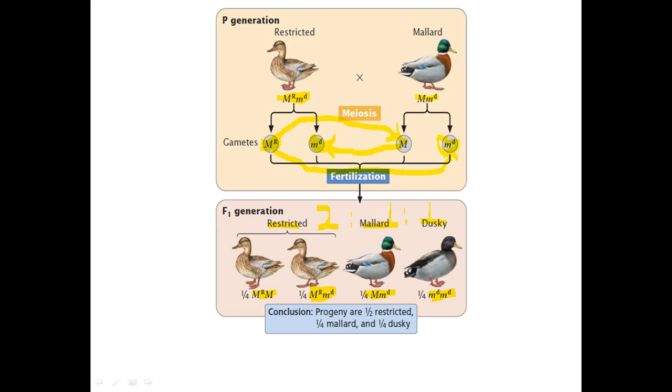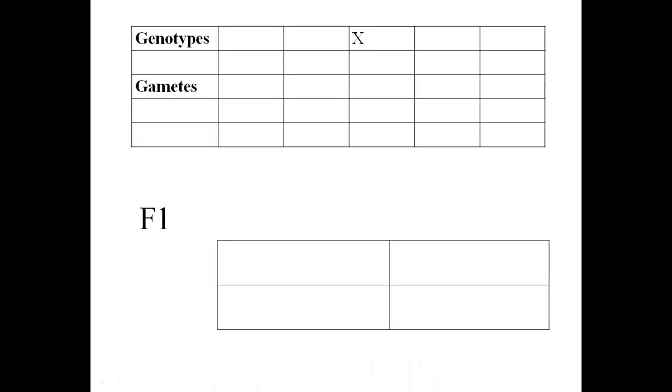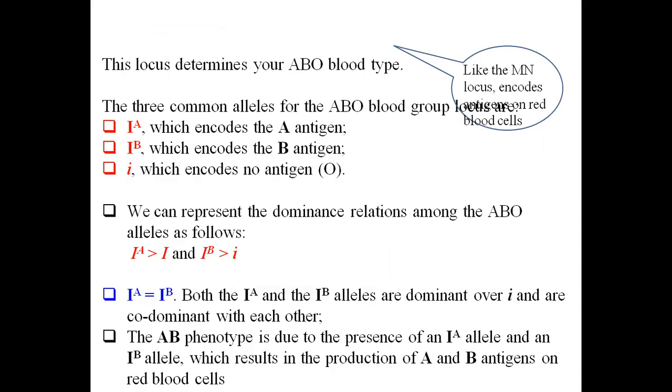So it's not the same pattern of 3:1 as we observed in Mendel's genetics. So this is one of the examples. For crosses, I will explain at the end of the lecture.